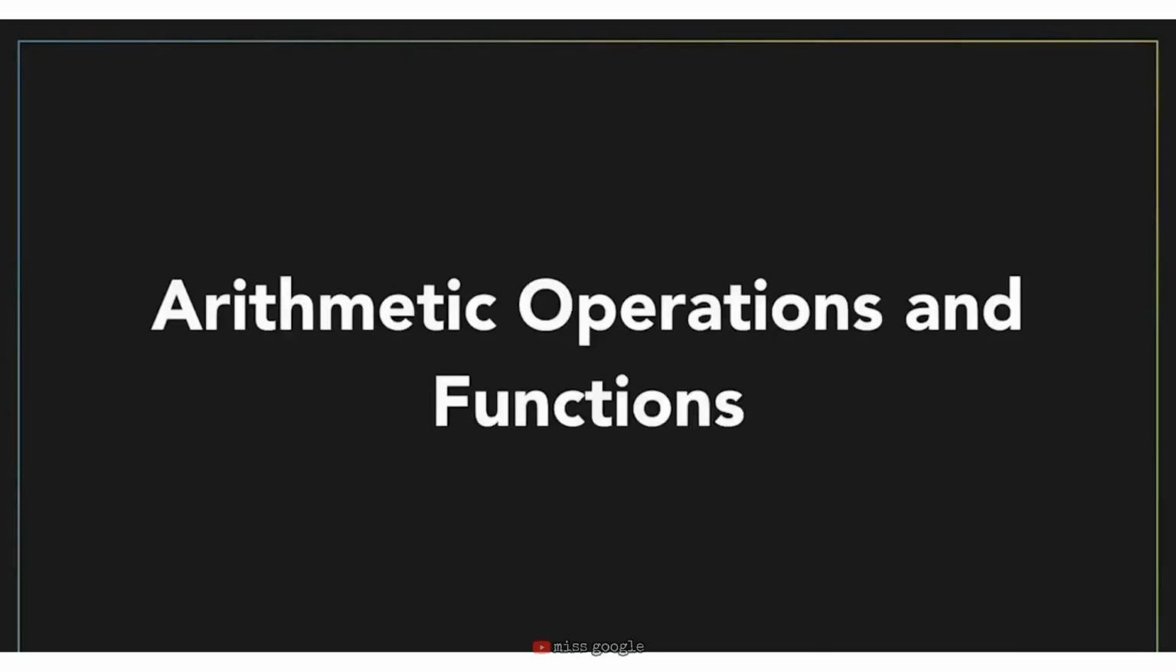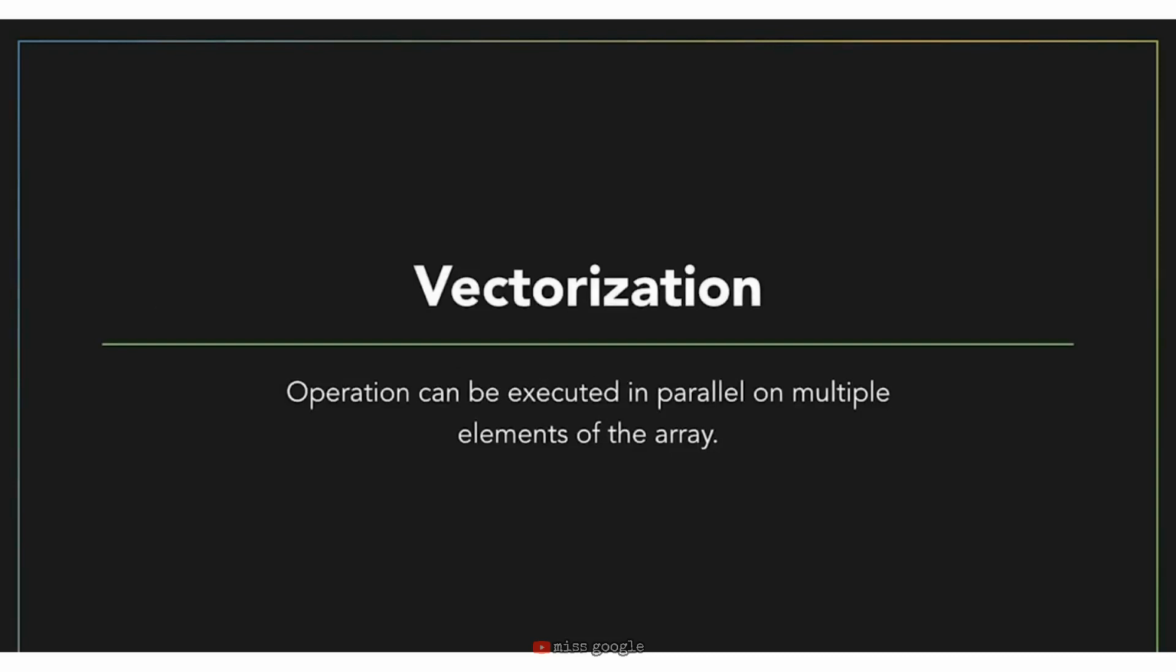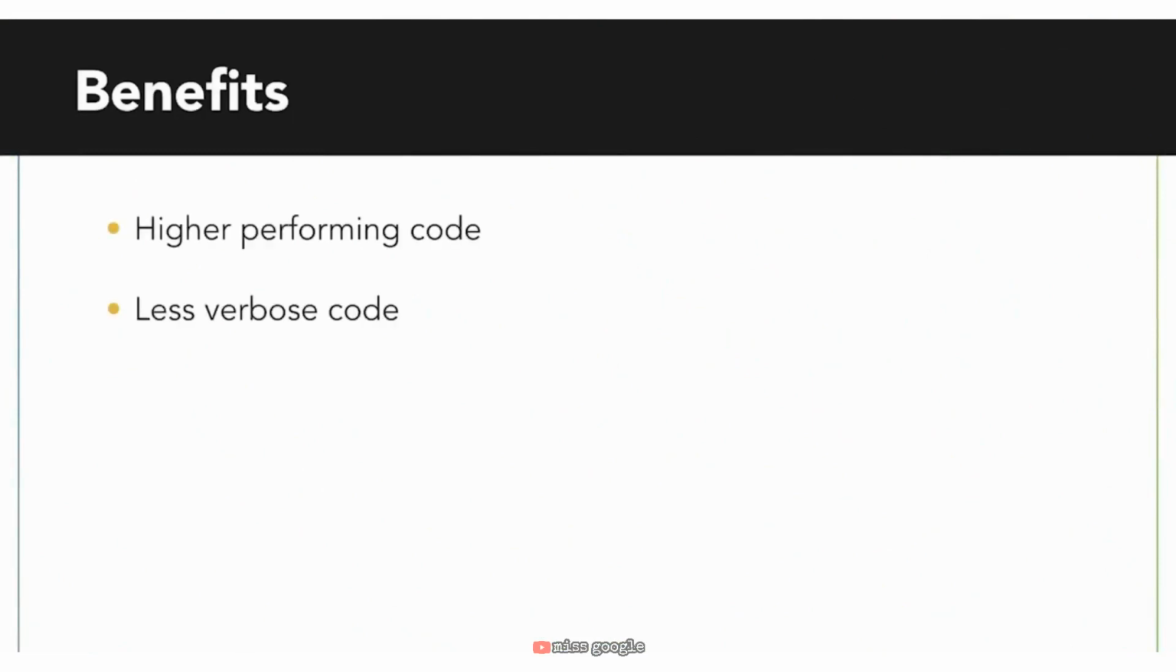Once we have learned a set of tools for creating and manipulating NumPy arrays, let's move on to learn arithmetic operations. NumPy has a powerful capacity to apply operations on the whole array instead of each element individually. This is called vectorization. When used efficiently, vectorized expressions will eliminate the need for many explicit for loops. The benefits are higher performing code, less verbose code, and better maintainability.